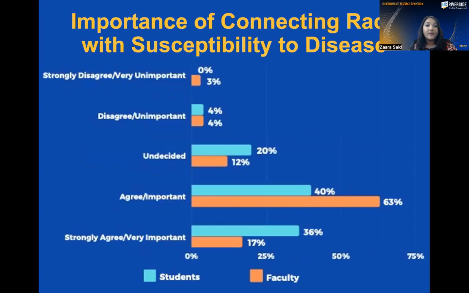So when asked about the importance of connecting race with susceptibility of disease, students and faculty had similar responses concerning its importance. Professors seem to emphasize it more than students, with 63% agreeing and 40% agreeing, but also more students strongly agreed than professors. So it's important because it highlights another instance where attitudes of faculty toward race might potentially influence students' attitudes. And again, with this question as well, 27% of the faculty with less than 5 years of experience were undecided about its importance.